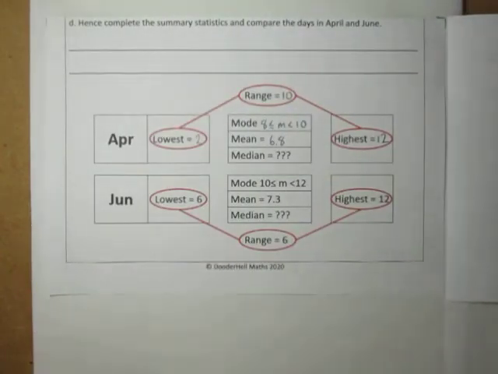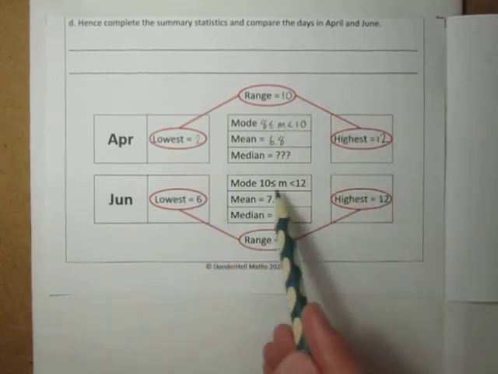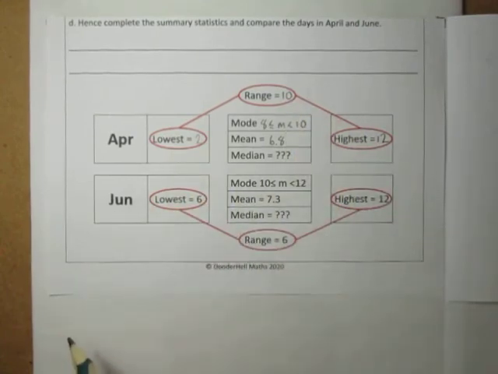Now, the reason we find all these summary statistics is to allow us to make a comparison. Here, we're being asked to complete the summary statistics and compare days in April and June. I've already completed the summary statistics that we've just found for April, and here we can see the summary statistics for June. Remember, if we want to make a comparison, we need two things: a measure of location, which is an average, and a measure of spread, which is the range. I'm going to use the mean because that's what we were calculating today.